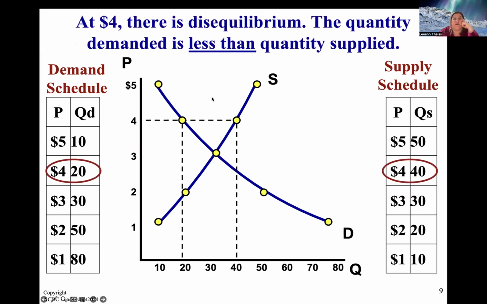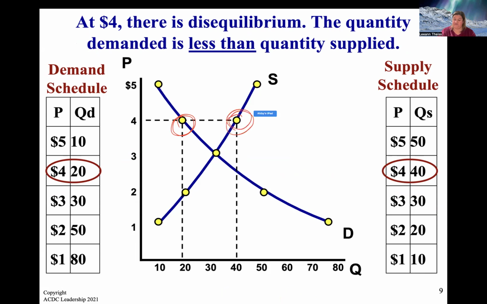So, what happens at $4? Well, at $4, on the demand schedule, you are at this point over here, and people only want 20. You only have 20 units being demanded, because apparently consumers have decided that price is too high.